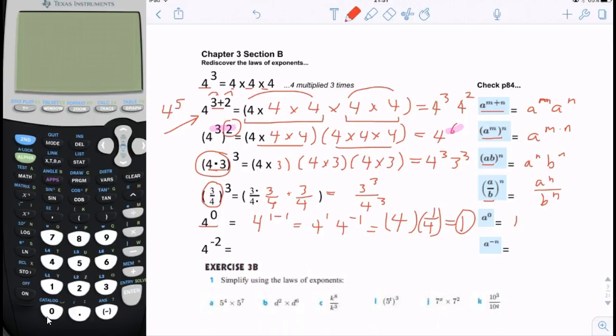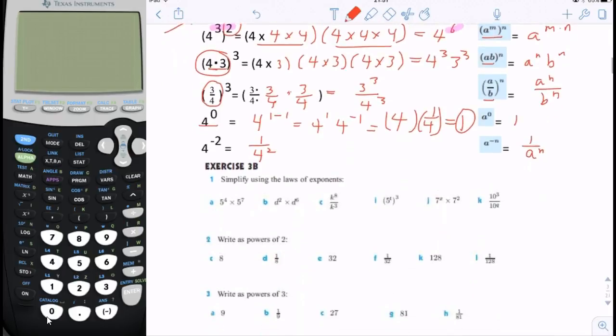4 to the negative second is equal to 1 over 4 squared. Okay? So a to the minus n is equal to 1 over a to the n. Okay? All right. So those are all the rules.